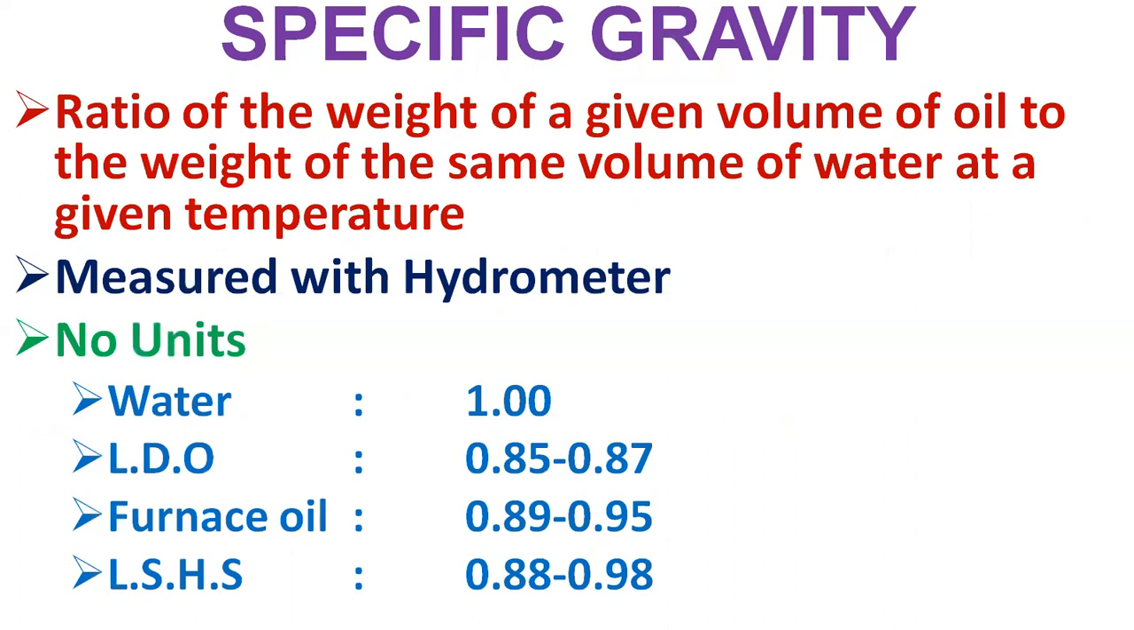Specific gravity is used in calculations involving weights and volumes of different fuels. For water it is 1, for light diesel oil it varies from 0.85 to 0.87, for furnace oil it varies from 0.89 to 0.95, and for low sulfur heavy stock it varies from 0.88 to 0.98.